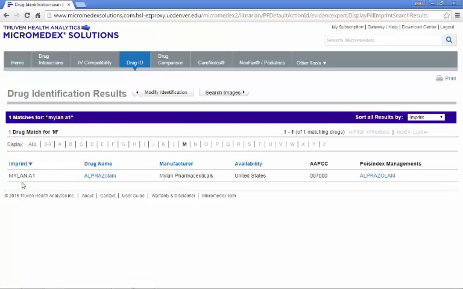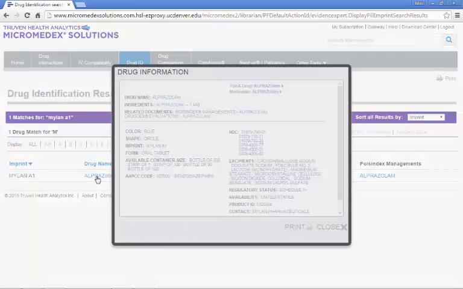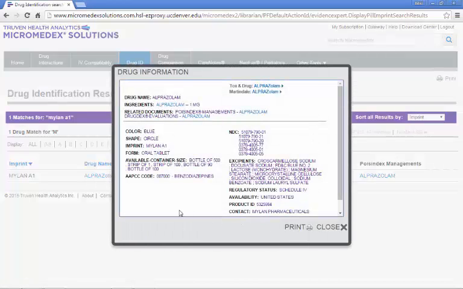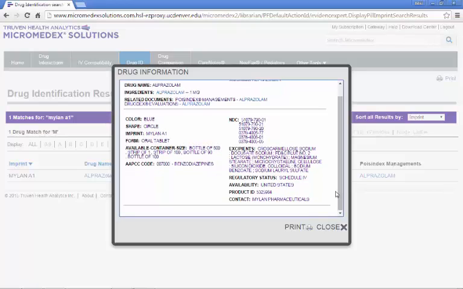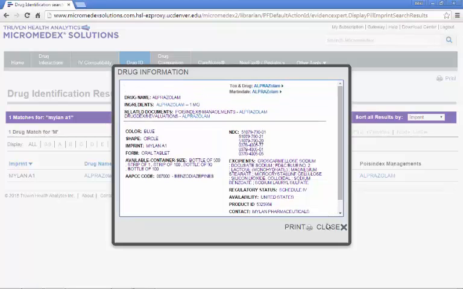And I can see that the imprint comes up, Mylan A1. It is Alprazolam by Mylan Pharmaceuticals. If I click on the drug name, I will get a description of this product. I can see that it's blue, it's a circle, the imprint is Mylan A1, and how it comes, the NDC numbers, and a description of the excipients. It's Schedule 4 in the United States. Identidex also has Canadian products in it and other overseas products.